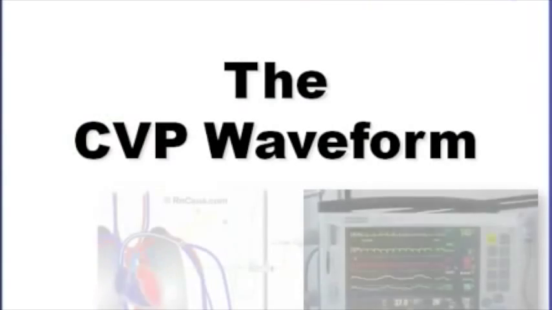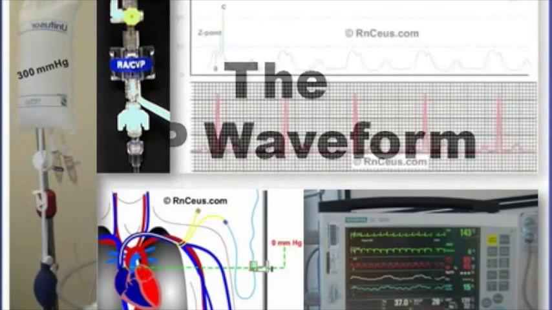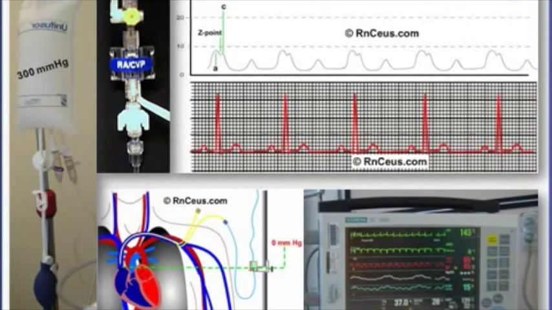So first we're going to tackle the CVP waveform. We have to have our equipment first, so we need the cardiac monitor with the waveforms. We need to have a central line in the patient so that we're able to monitor the right atrial pressure or central venous pressure. We need to have the transducing tubing and pressure bag, and then we need to have the ability to compare the EKG to the central venous pressure or CVP waveform.